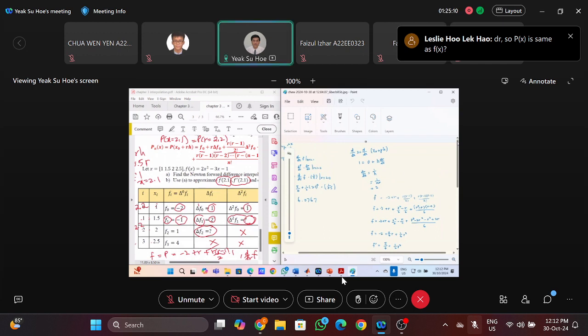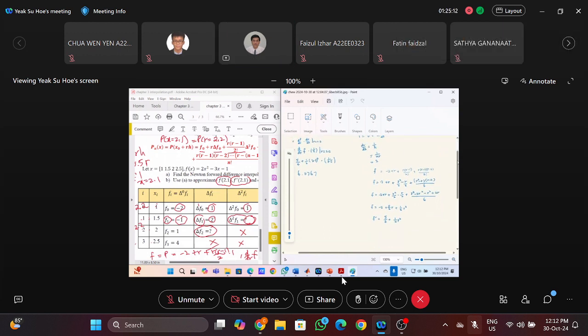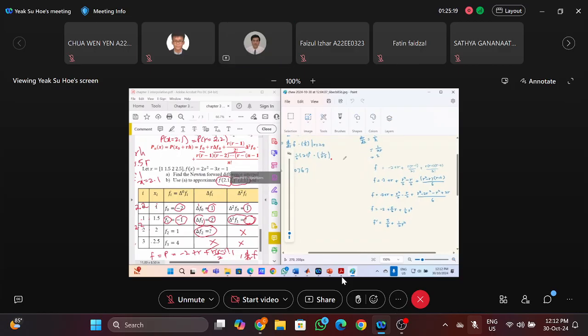Okay, you see, this is a formula, and then equal to this: R minus 2, this one R minus 2 over 6. Correct.